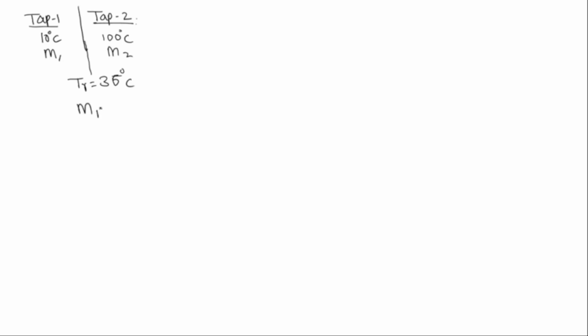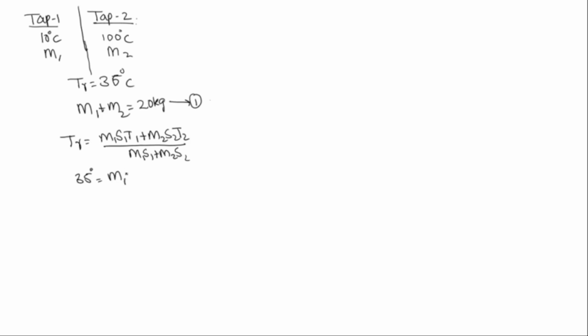So M1 plus M2 is equal to 20 kgs. Let this be the first equation. We know TR is equal to (M1 S1 T1 plus M2 S2 T2) by (M1 S1 plus M2 S2). TR is 35 degrees Celsius and M1 is the mass of water in tap 1.